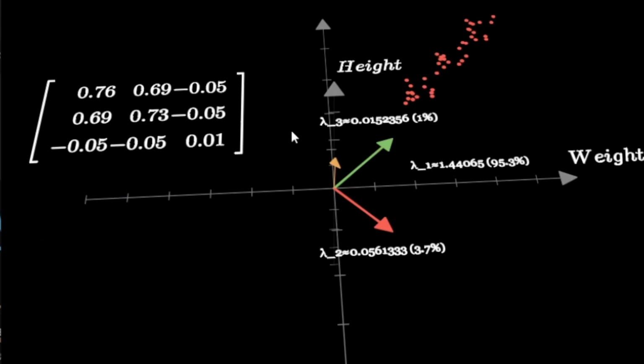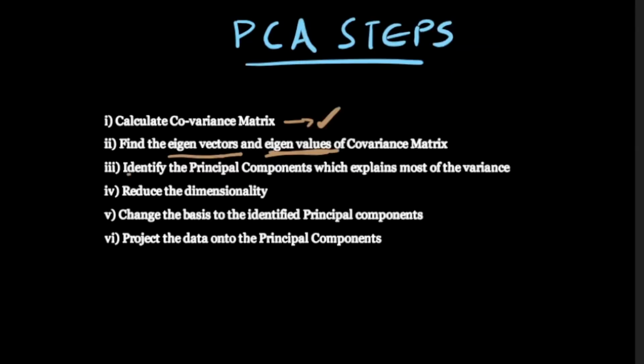These eigenvectors, or those vectors which represent the directions containing the highest amount of information, are called principal components. And this entire process is called principal component analysis because we are trying to figure out what the principal components of this data set are and how much variation is in the direction of each principal component. So we have completed the third step as well: identify the principal components which explain most of the variance.